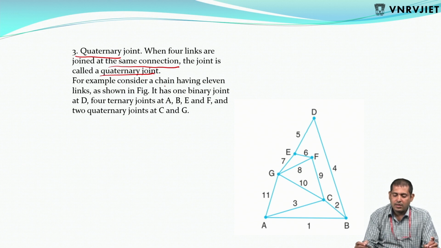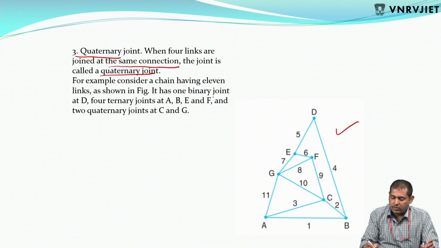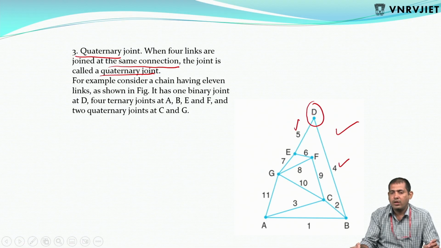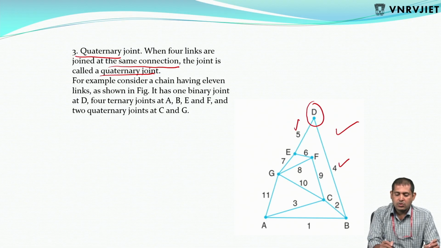For example, consider the chain mechanism. It has one binary joint at D point. So you see D point, link 5 and link 4 are joined at a particular point D. It is a binary.